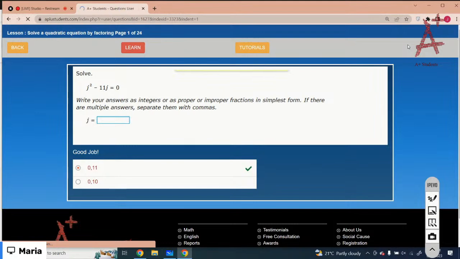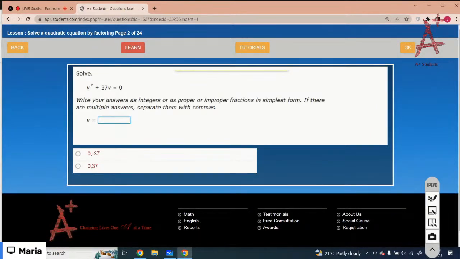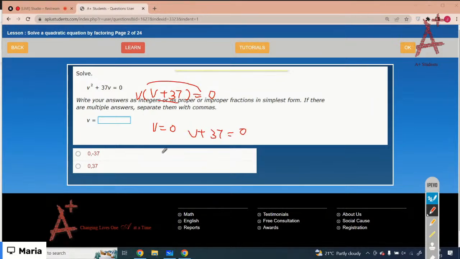Okay, the next one is v square plus 37v equals 0. So let's just factor out the equation. You can take common v. So we are left with v plus 37 equals 0. So just use the 0 property. v equals 0 or v plus 37 equals 0. Got it? So it would be v equals 0 and v equals negative 37. Got it? So the solution for the equation is 0 and negative 37. Got it?